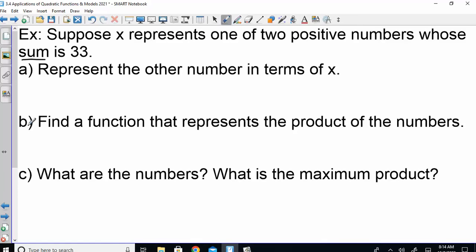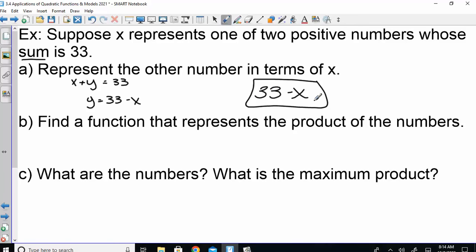They have a sum, which means what? So if I called them x and y, when you add them, it has to equal 33. So what would you do to get y by itself? So if they add up to 33 and one number is x, the other number has to be 33 minus x. If I say two numbers add up to 10 and the first one is 2, the second one is 8, 10 minus 2. Okay, so now I have both numbers in terms of x.